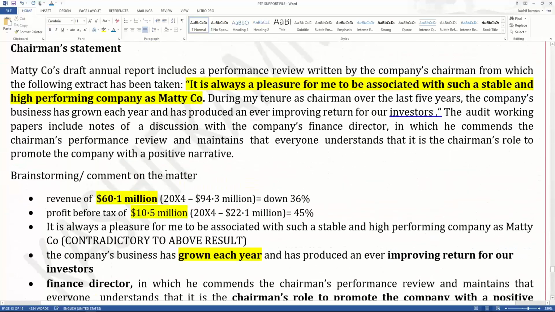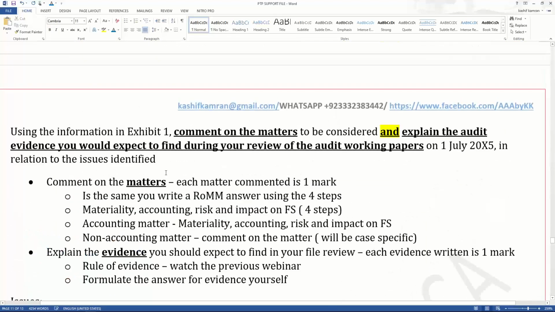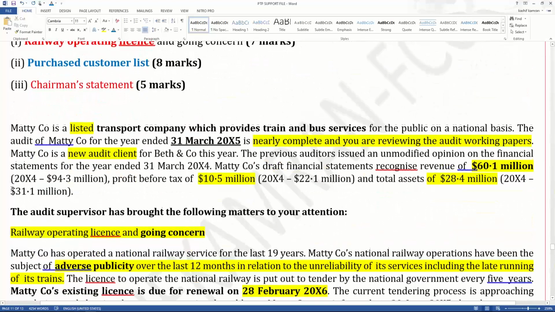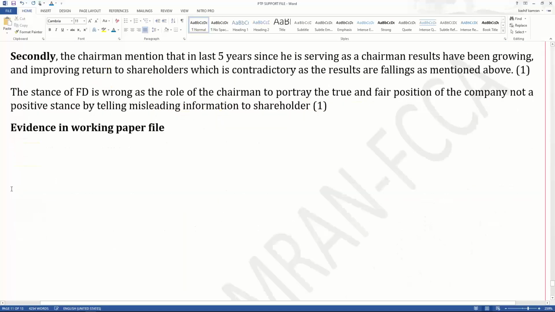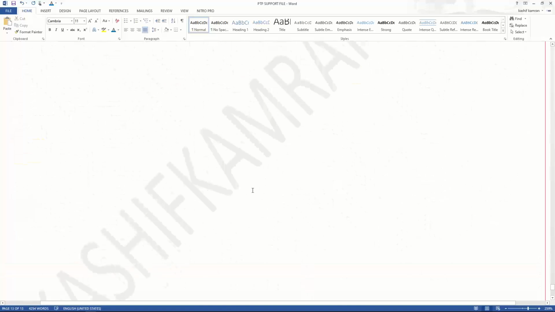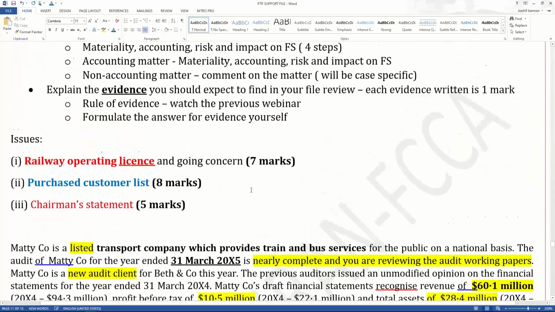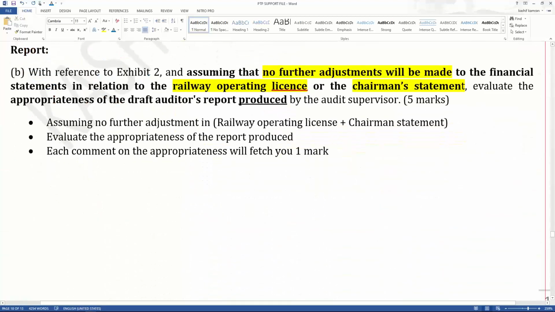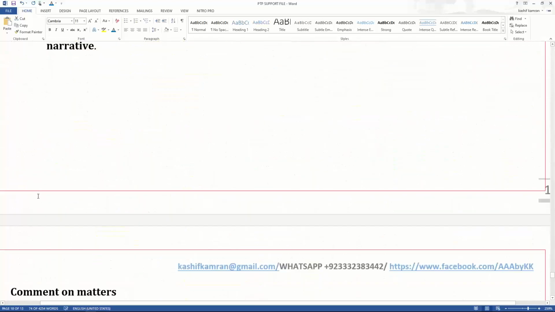The second part of the question is very, very interesting, because in the second part of the question, the examiner was asking us, I think the second part of the question has gone down because I've copied the requirements here. Just give me 1 minute to fetch out the second part of the question. Okay, the second part of the question was this. Let me copy this down.